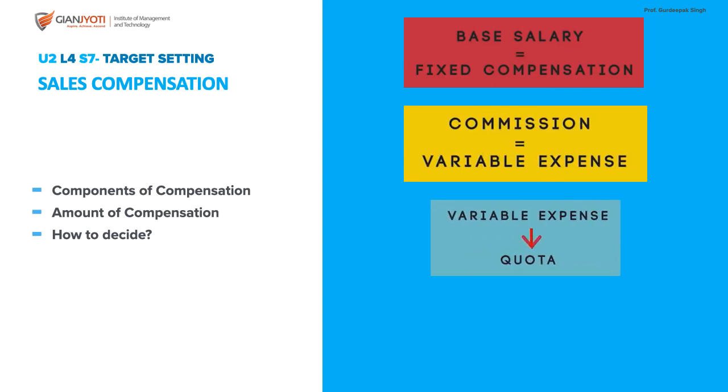The variable expense is dependent on the quota. There are many things in quota, but here we are talking about the volume of sales which they bring. We can say the sales number, which we were deciding for target setting. So how many cars, if I'm talking of cars, they have been asked to sell. In a way, it can be territory quota and so on, but here we are talking of the sales volume.